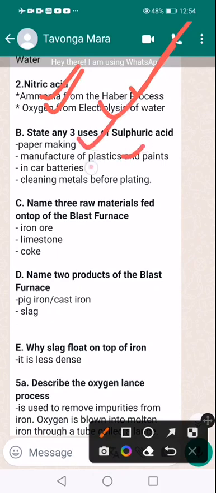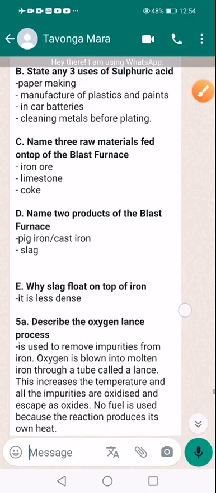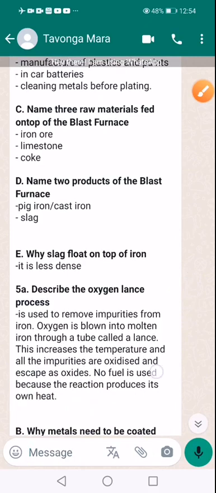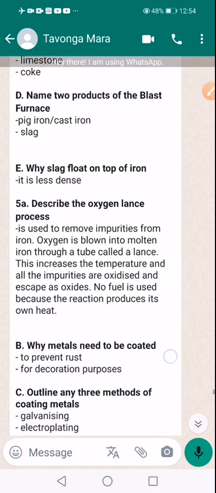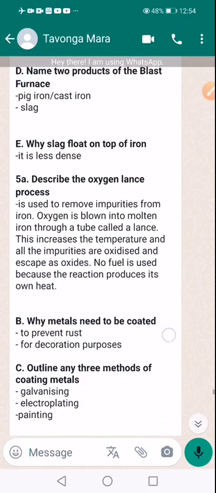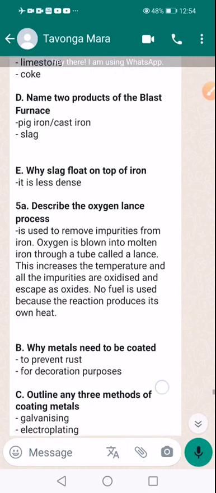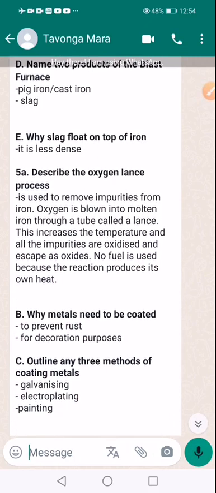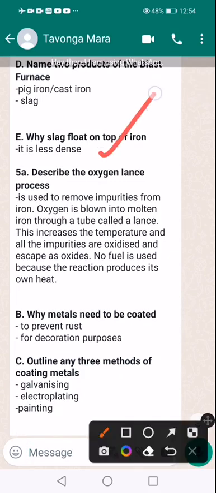Paper making, and so on. Maybe double check my questions, they are so challenging. On the blast furnace, name two products of the blast furnace: pig iron, also called cast iron, and slag, calcium silicate. And why does slag float on top of the iron? Because it is less dense.